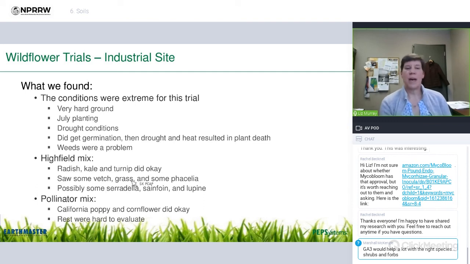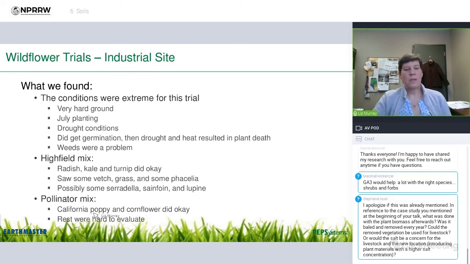The weeds did come back, and they were a bit of a problem. We thought we could identify what they were, so we think we knew what we planted versus what took over. For the Highfield mix, actually radish, kale, and turnip did pretty good. We're kind of surprised by that. We saw some vetch, some grass, and some Phacelia in that, and possibly some other species there, not 100% sure.